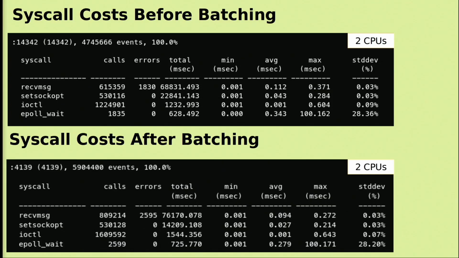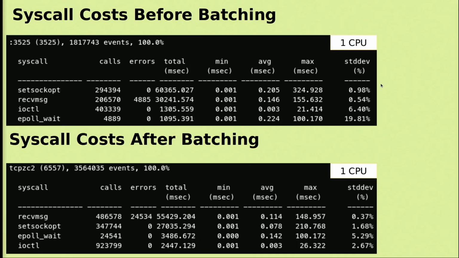Now let's take a look at before and after batching. On the 2 CPUs first, you notice that setsockopt, which used to cost about 43 microseconds, is now costing 27 microseconds. And in fact, the receive message also went down to 94 microseconds from 112. The other ones are pretty much constant. If you look at the 1 CPU scenario, setsockopt went from 205 to 78 microseconds, because we're using this batching, and in the kernel we're doing a for loop, a bulk recycle. And receive message went down from 146 to about 114.